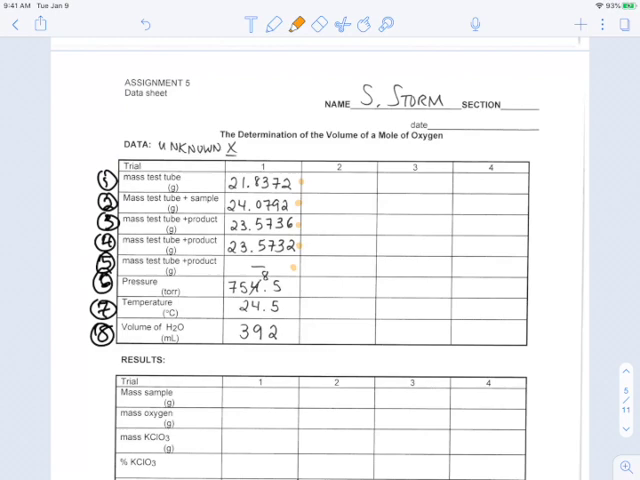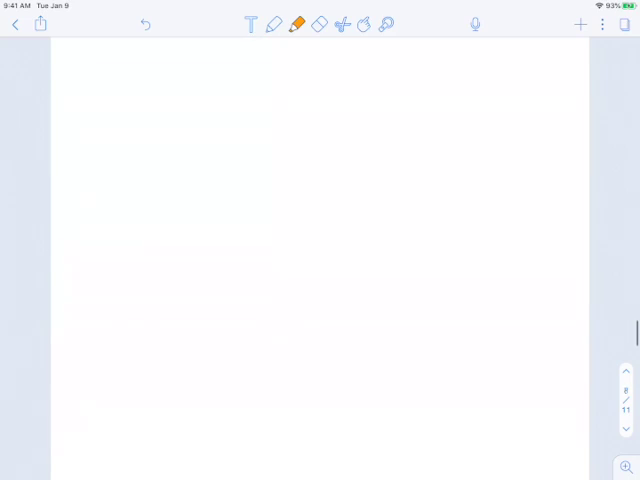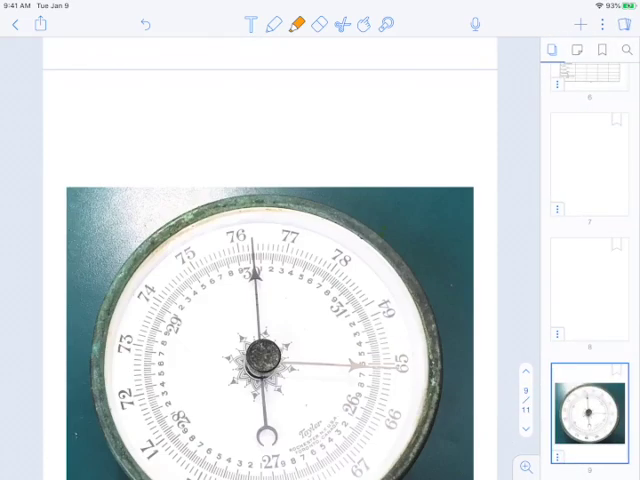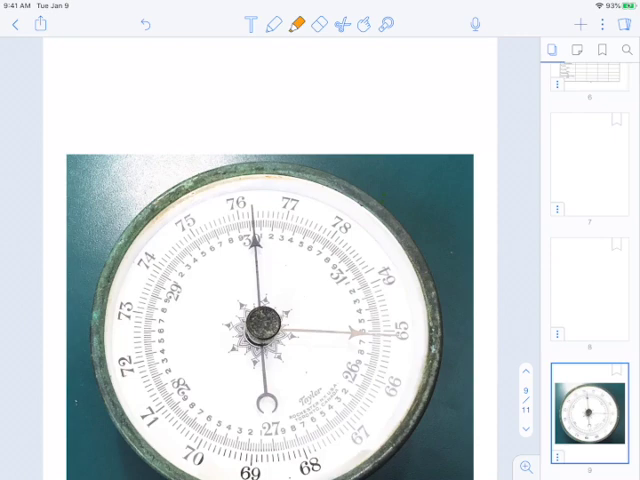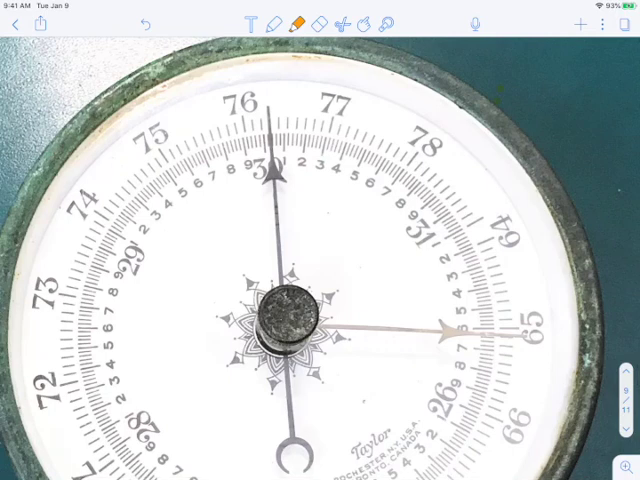Again, the pressure, let me remind you of how we measure the pressure in this experiment. Let me see if I can find my barometer here. Here it is. Okay, so this is our barometer. And as I explained earlier, the outside scale of the barometer is given in centimeters of mercury. And so we had to convert it to millimeters, which is torr.